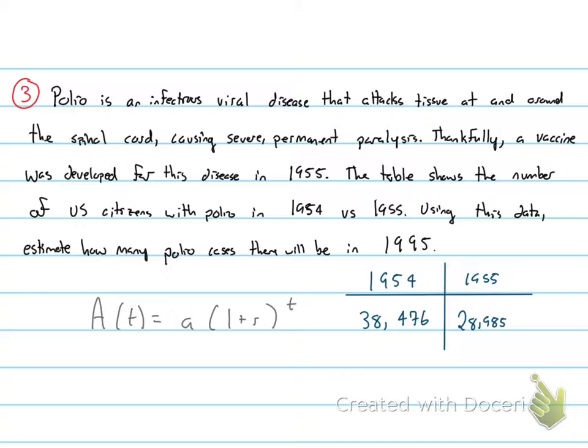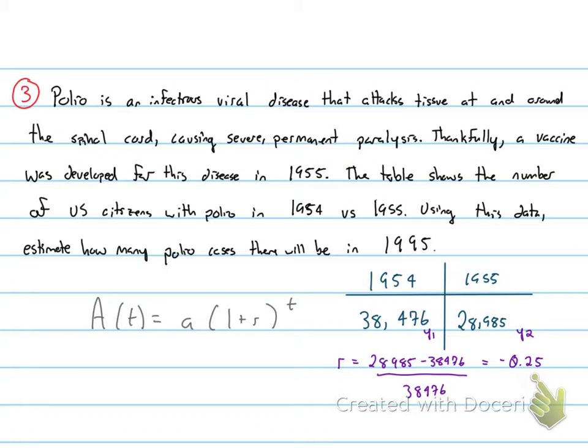Now, again, we're going to use this model here, this function, but we're going to have to work to find some of our values here. They're not as straightforward or given to us like that last one. To find our rate for an exponential model, here's how I would do it. I take my y2 value minus my y1 value and divide it by my y1 value. So here I'm going to take 28,985 minus 38,476 and take that over that 38,000 number. When I do that, I get negative 0.25, just rounding here.